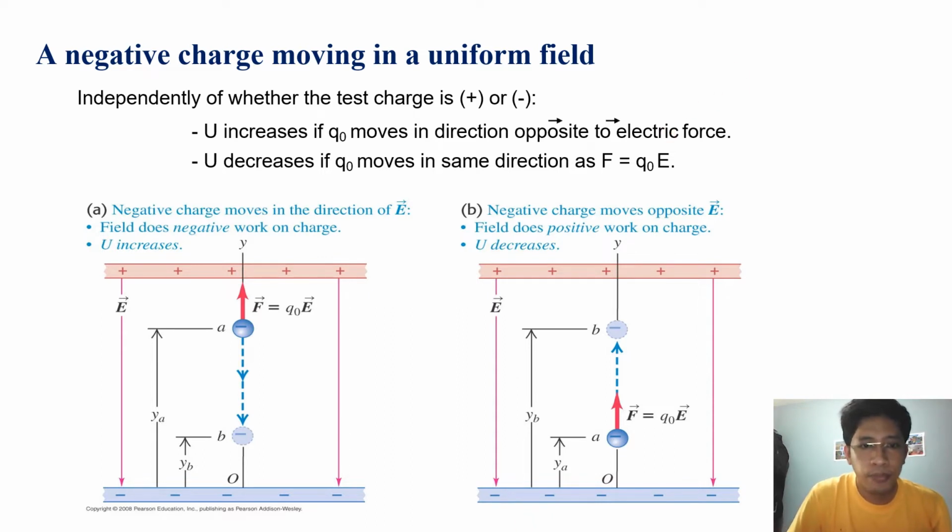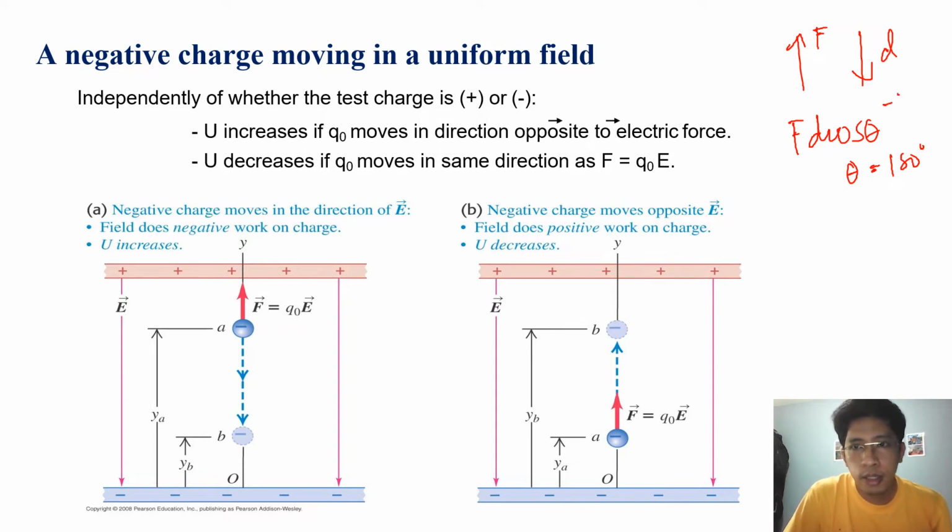That is, here, your force is upwards, but your displacement is downwards. So in your F D cosine theta, you have theta equal to 180 degrees, which means your cosine theta is negative 1.